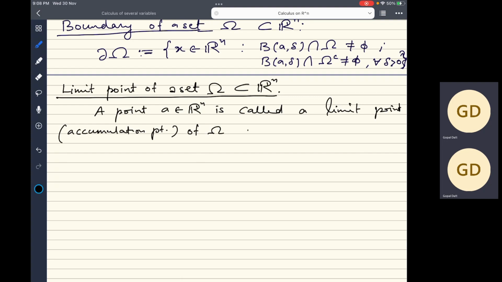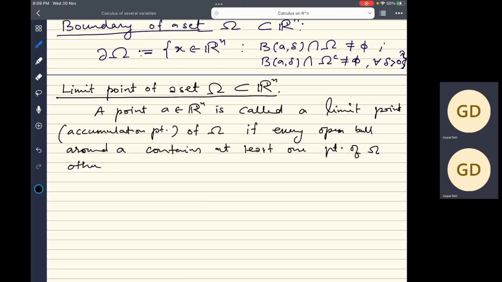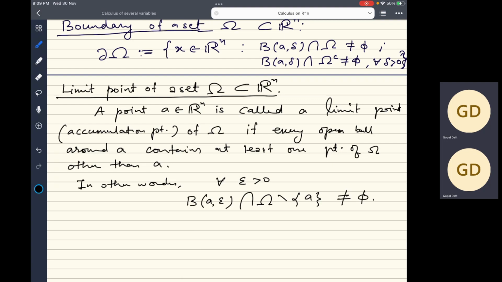Let me write it. If every open ball centered at A contains at least one point of omega other than A. So in other words, mathematically, for every epsilon positive, the ball centered at A with radius epsilon, intersection omega, and when we subtract A, we get a non-empty intersection. This is a non-empty intersection.